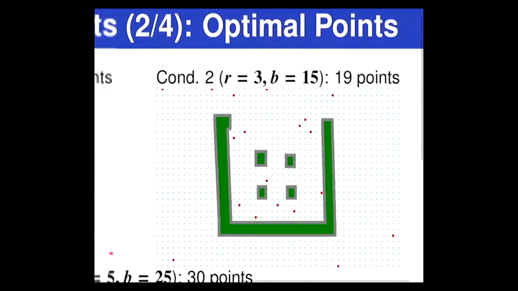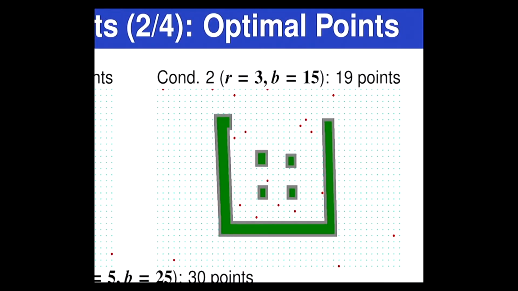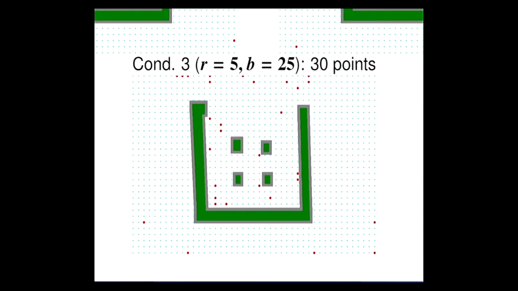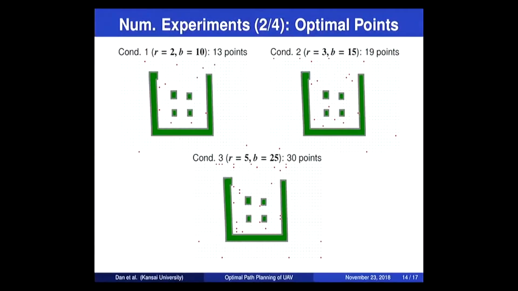And next, this is the result for condition 2, R is equal to 3 and B is equal to 15. We need 19 points for this case. Also, this is the result for condition 3. R is equal to 5 and B is equal to 25. In this case, we obtained 30 points. So as you see, the stricter condition we set, the more photographing points we need. It's natural.